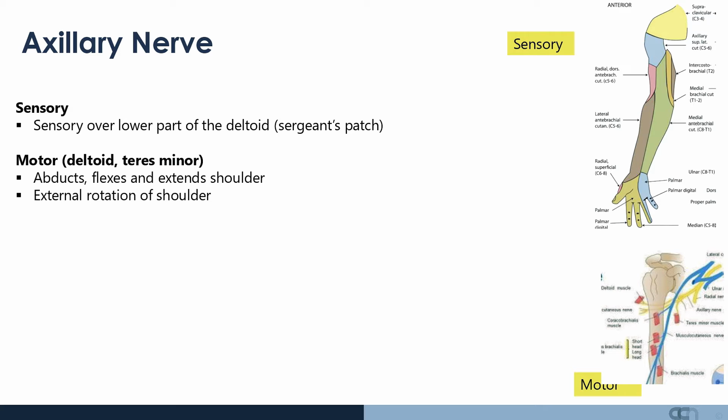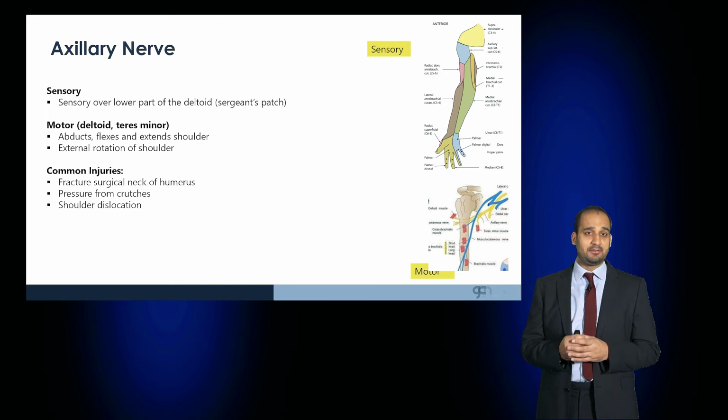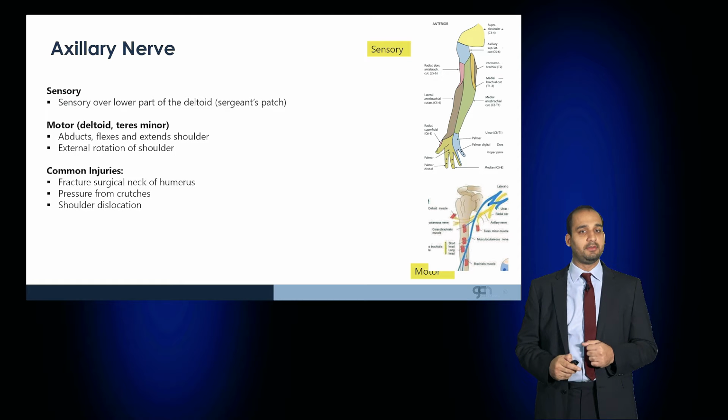These muscles are involved in the abduction of the shoulder, as well as flexion and extension of the shoulder and external rotation. Common injuries to the axillary nerve include a fracture to the surgical neck of the humerus, and that's because the axillary nerve winds around the surgical neck of the humerus. Moreover, if there's pressure from crutches or shoulder dislocation, this can also damage the axillary nerve.